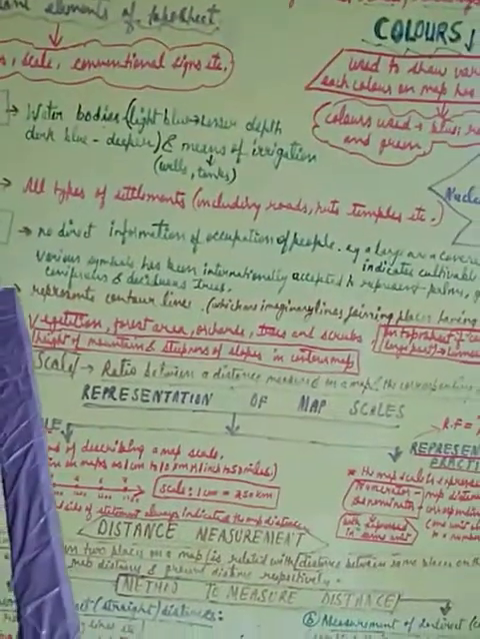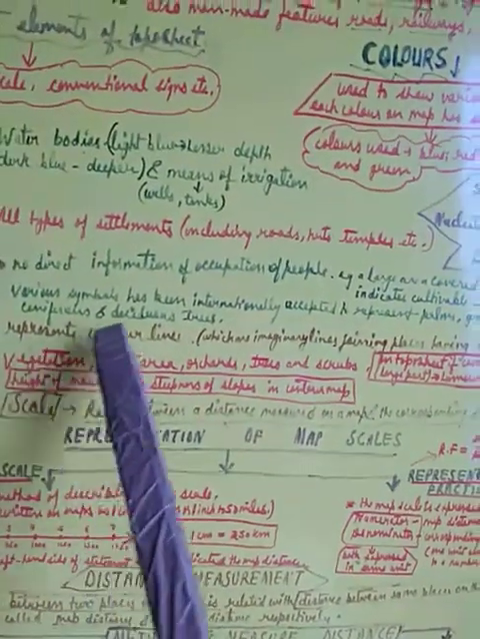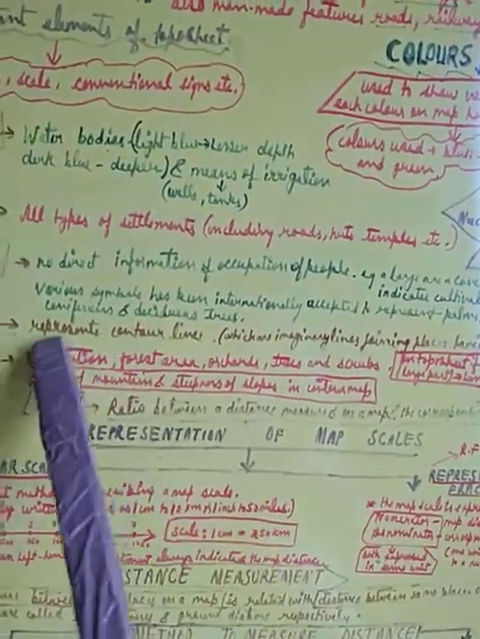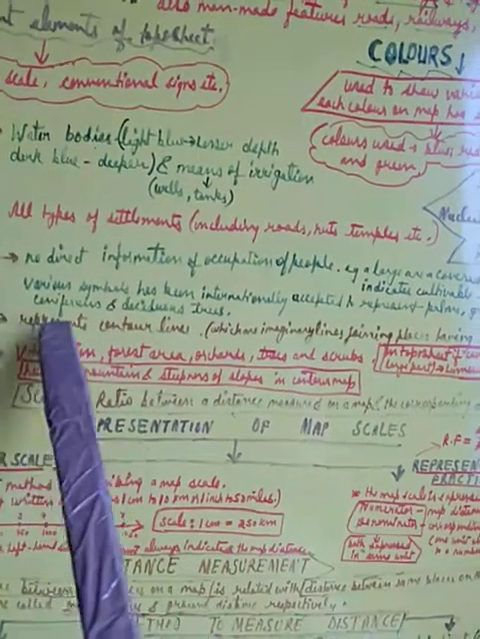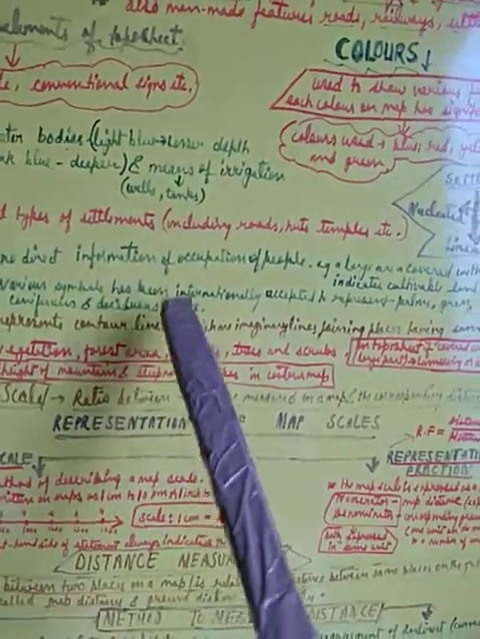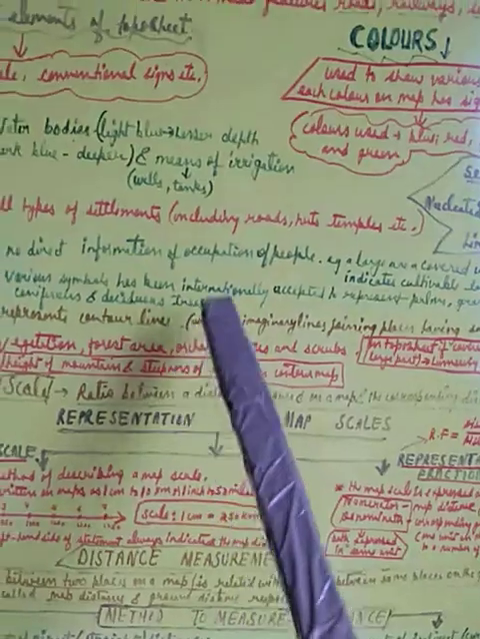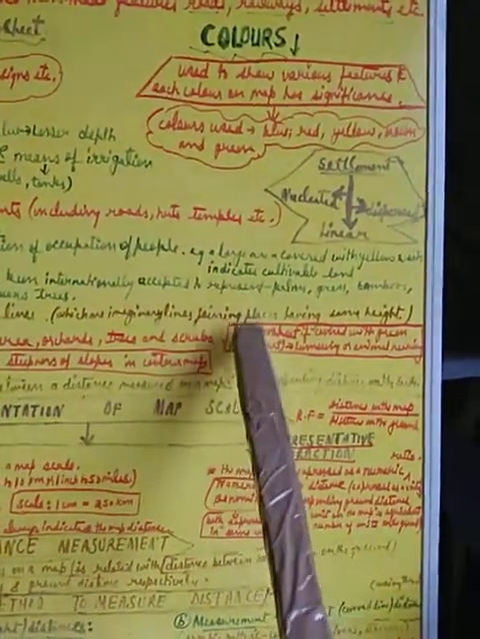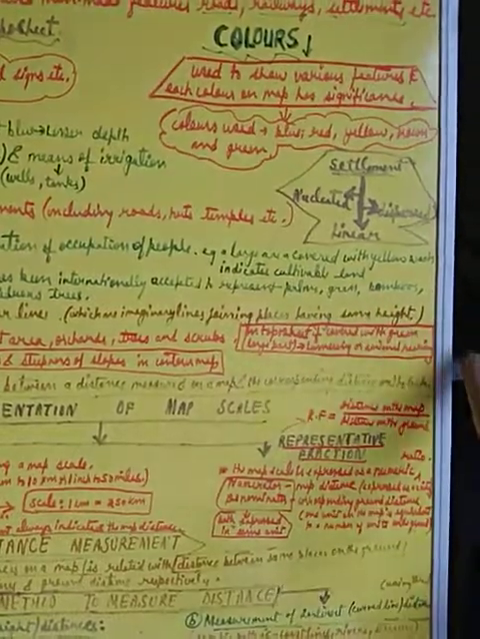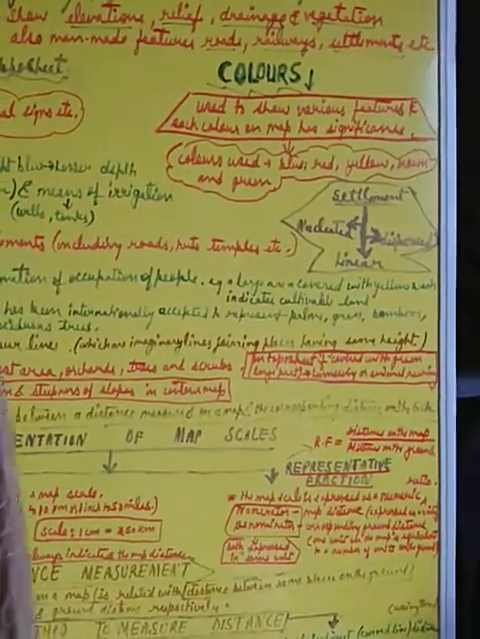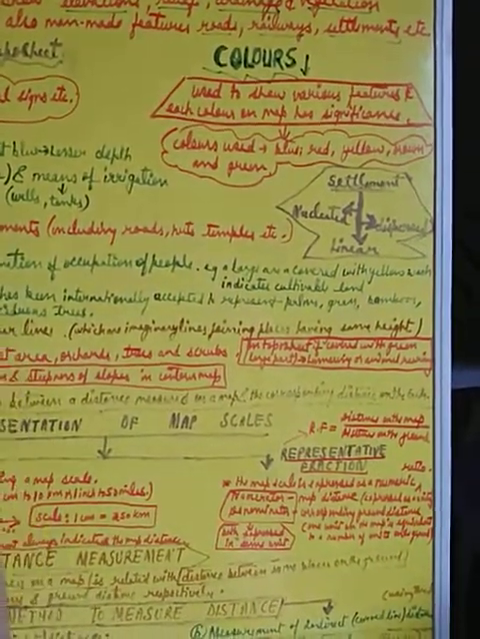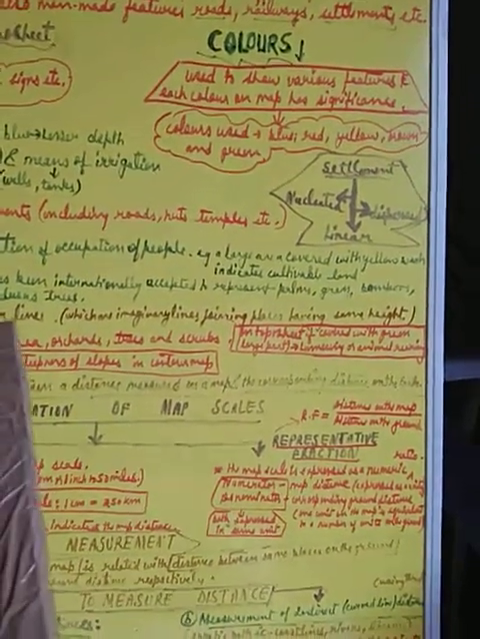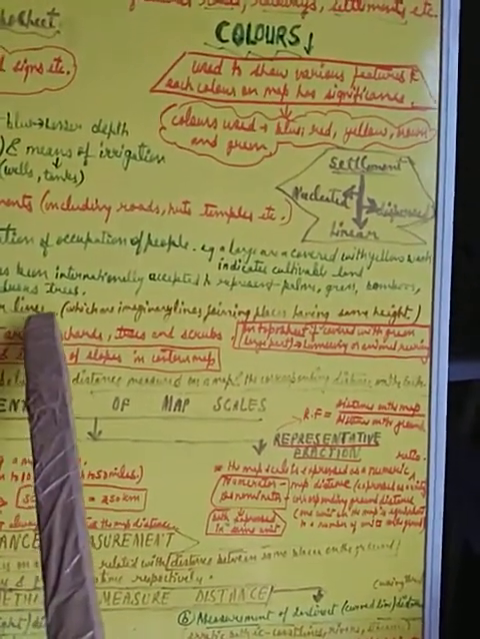Next color is brown. Brown represents contour lines. What are contour lines? Contour lines are imaginary lines which join places of the same height. First of all, brown color is representing the contour lines. And what are the contour lines?